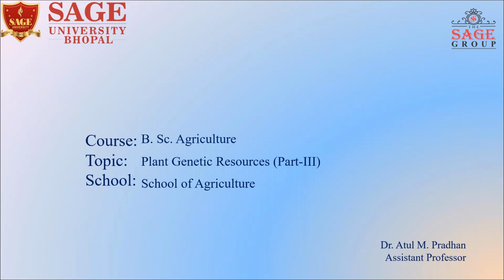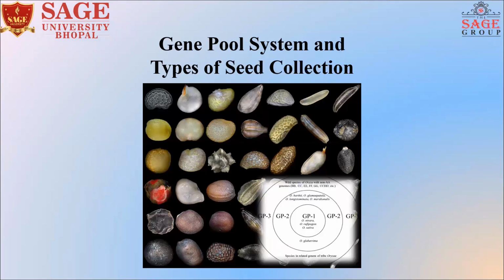So, in continuation with the previous two lectures on plant genetic resources, today we will discuss the third part of plant genetic resources, that depends on the gene pool concept as well as seed collection. In these two topics, we will go one by one: what is the gene pool system, what are its various types, and the second part, the various types of seed collection.